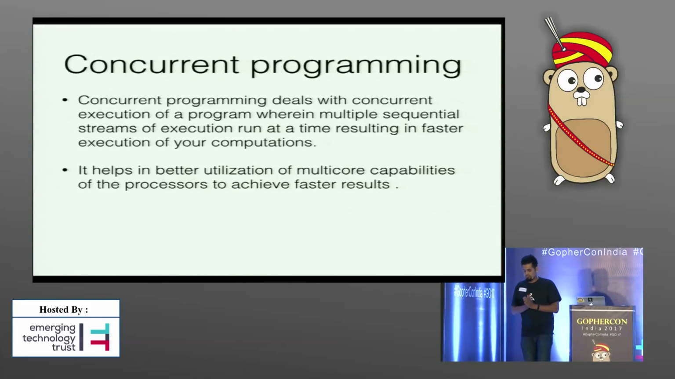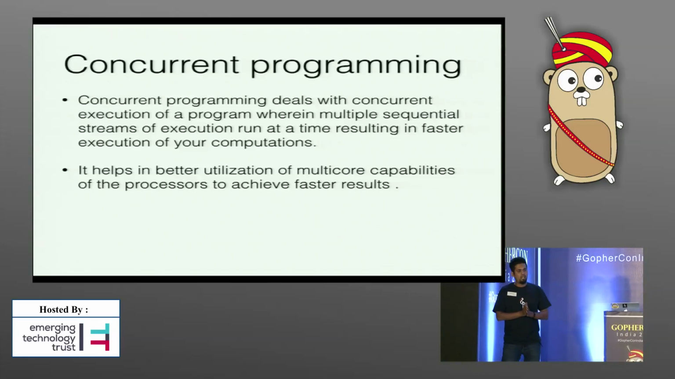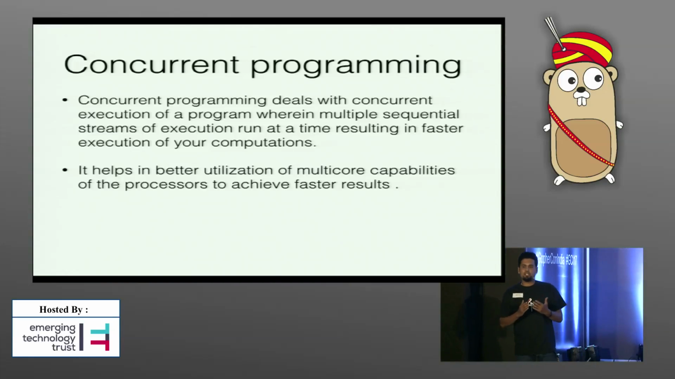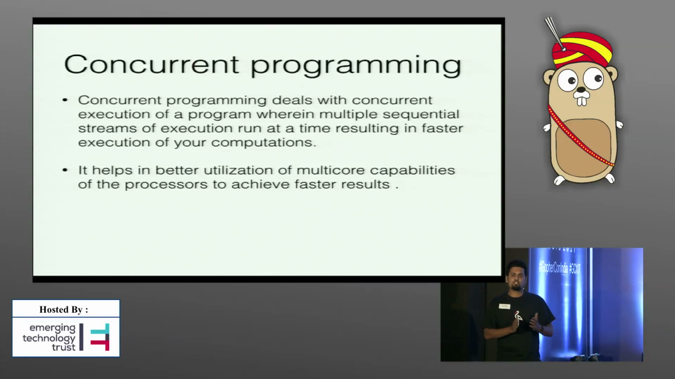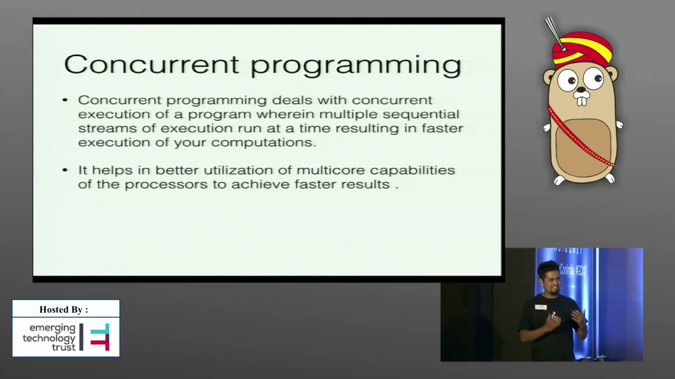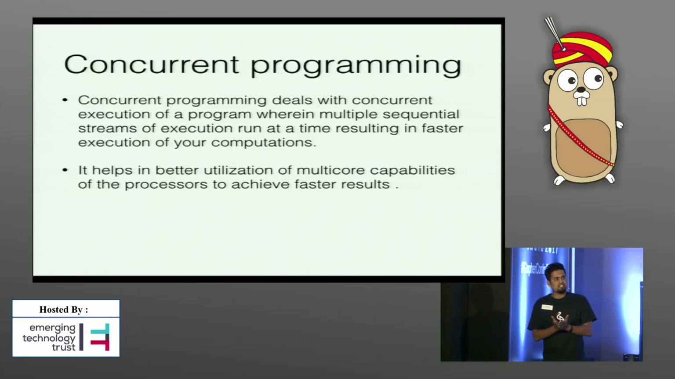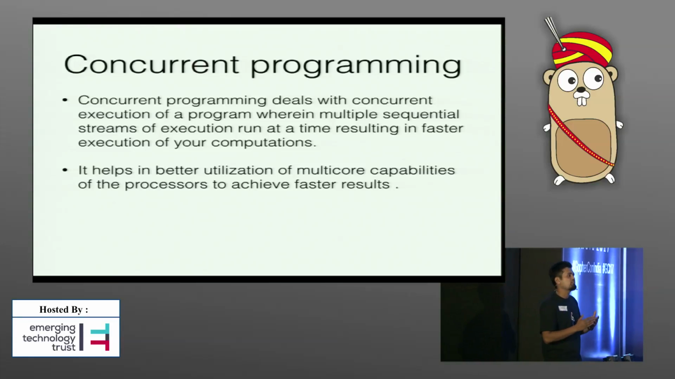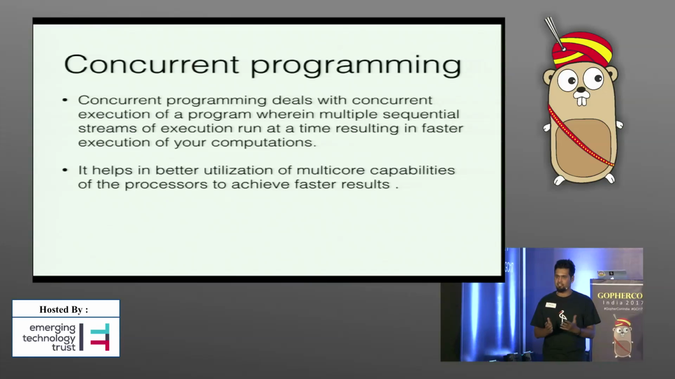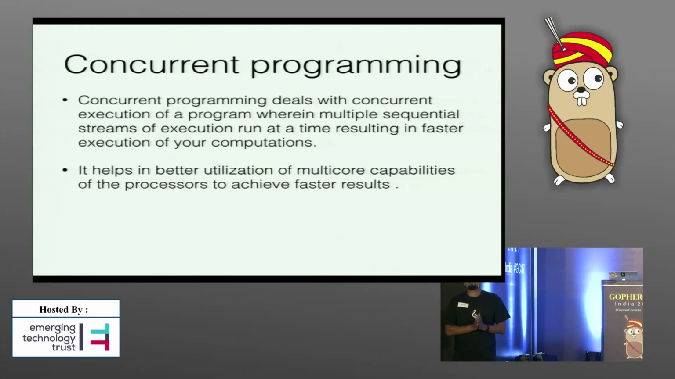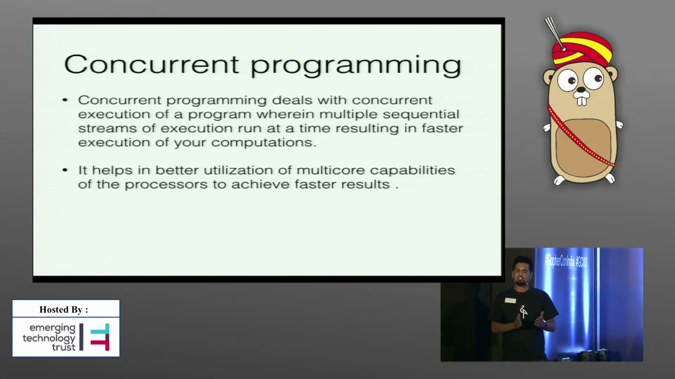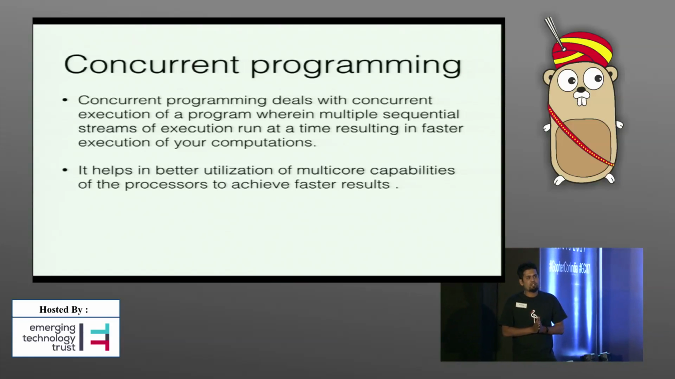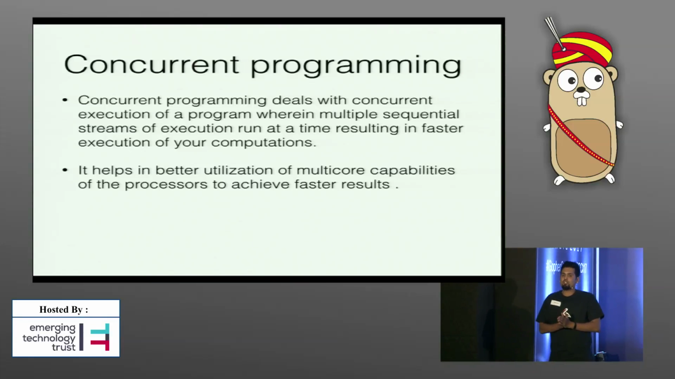To begin with, we know what concurrent programming is, right? And why do we do concurrent programming? Instead of having a sequential stream of execution, now you have multiple sequential streams of execution which can execute your program and achieve your computations faster and make better use of your processing abilities. That's the reason why concurrent programming in today's software development is no more an option. It's really necessary that you make use of your hardware capabilities to achieve your computations faster.